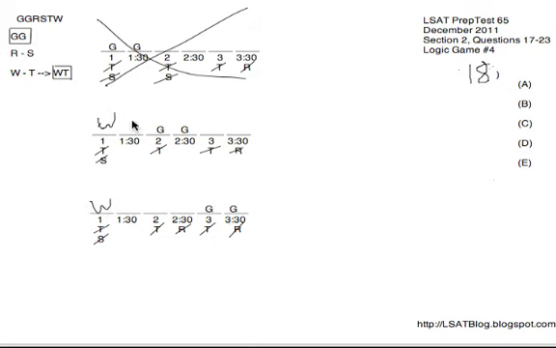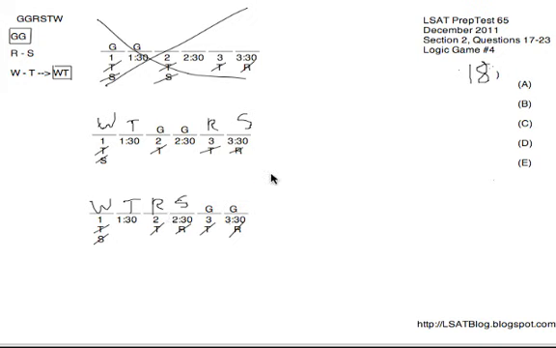Now, if W is the first program, T comes immediately after it according to this rule right here. So I'm going to put WT down on both of those. Then we have R and S remaining, and we know that R has to go before S. So I'm going to put R on 2 and S on 2:30 on the bottom diagram, R on 3, S on 3:30 in the middle diagram.